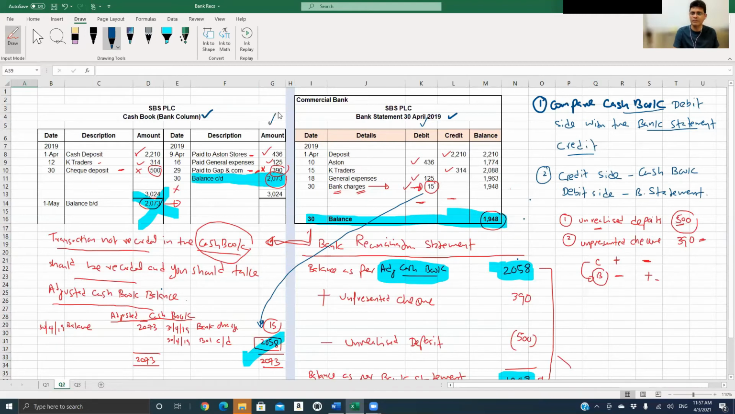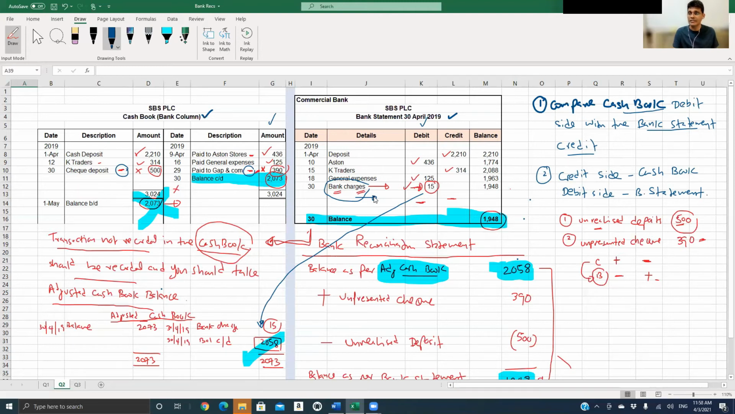This is the first concept. Don't forget this, imprint this. Then identify the differences. So we identified two differences here. And apart from that, we identified a special difference between the cash book bank column and the bank statement, because we identified this difference as a transaction which was not recorded in the cash book.